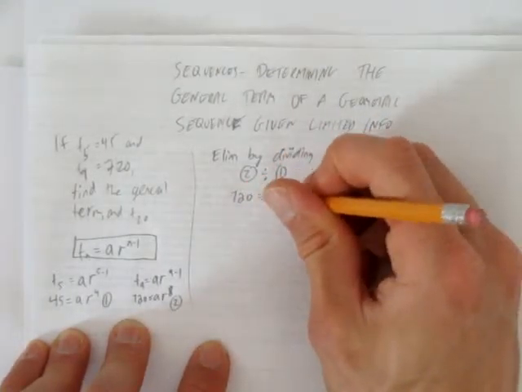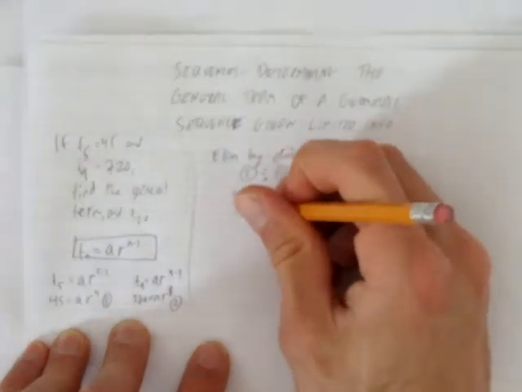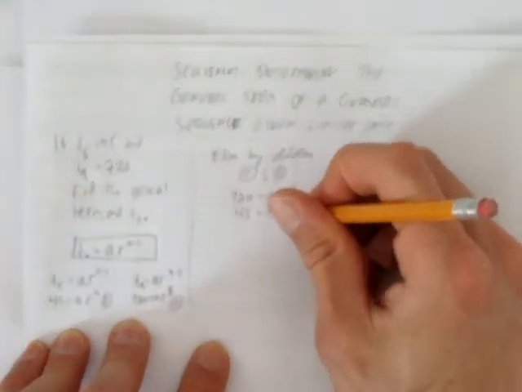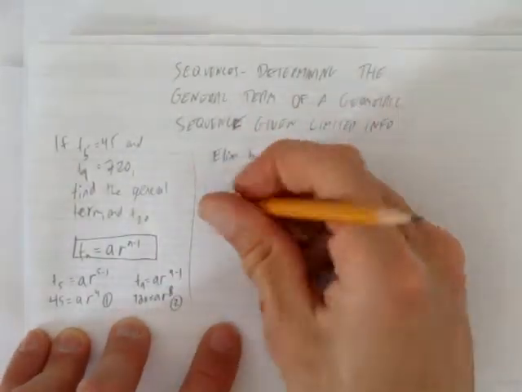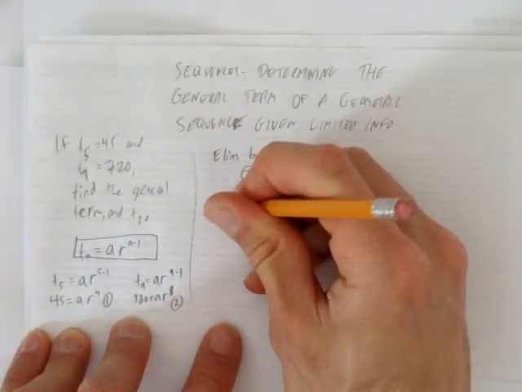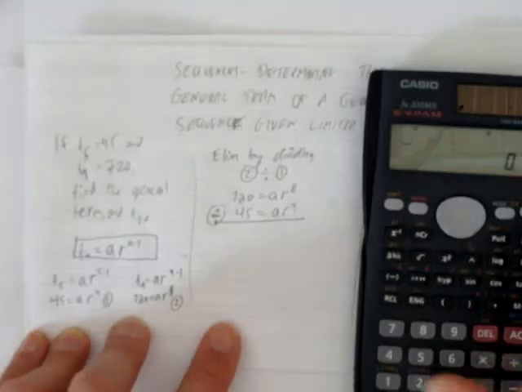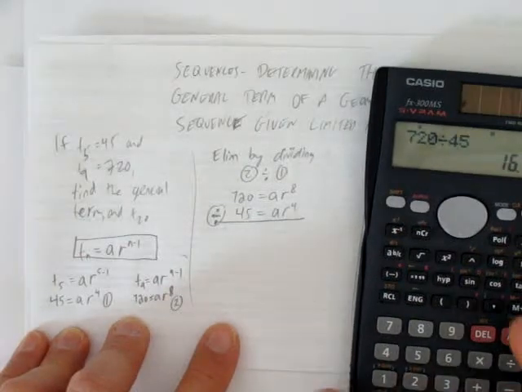720 equals A times R to the power of 8, equation 2. 45 equals A times R to the power of 4, equation 1. And I divide, and I'll put a little circle around it. That circle just reminds me to divide each thing. So 720 divided by 45, and I get 16.